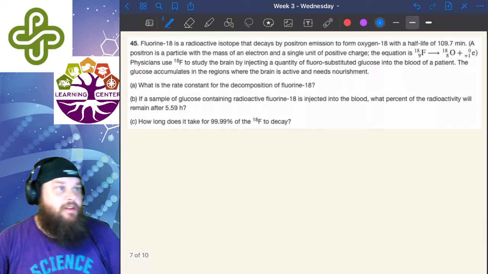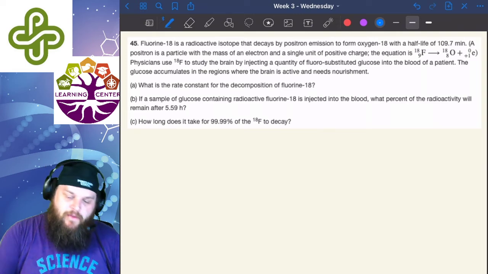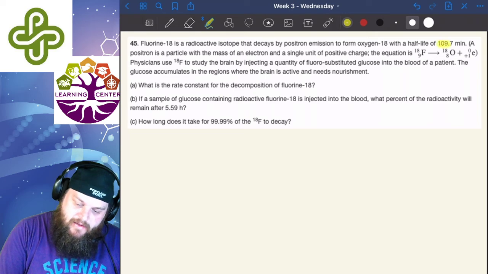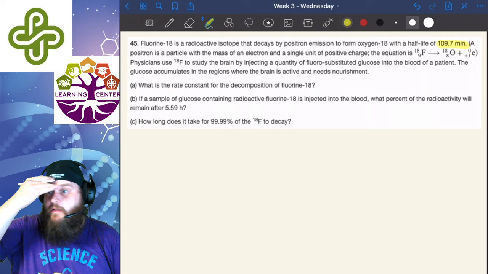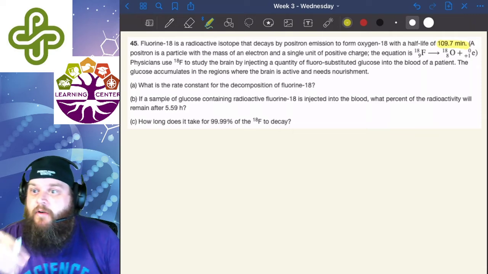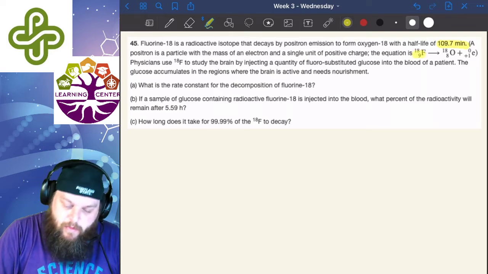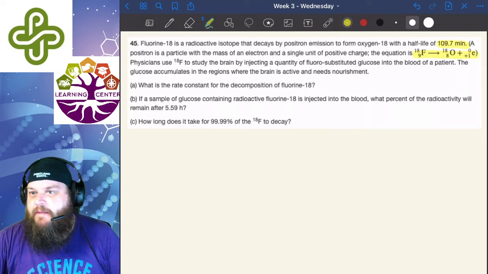The next equation here is fluorine 18 is a radioactive isotope that decays by positron emission to form oxygen 18 with a half-life of 109.7 minutes. So now they're telling us the time it takes to get to half that concentration. And they give us a little hint. A positron is a particle with the mass of an electron and a single unit of positive charge. It's not really relevant for what we need to know. Again, we'll learn more about that when we talk about exponential decays. And there's kind of the equation for that decay.